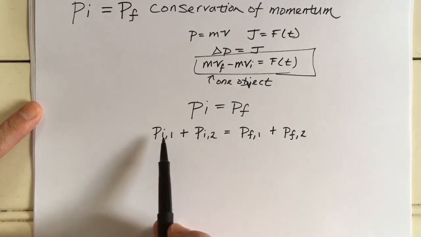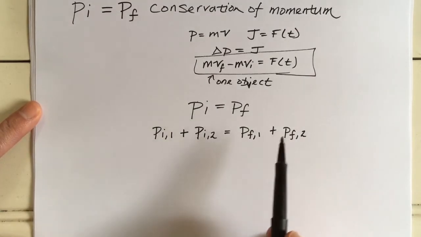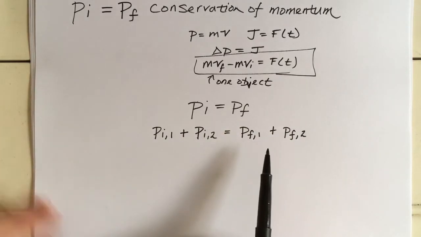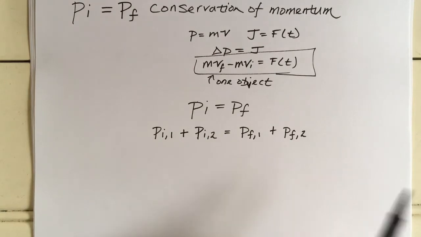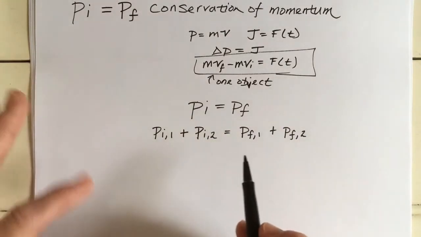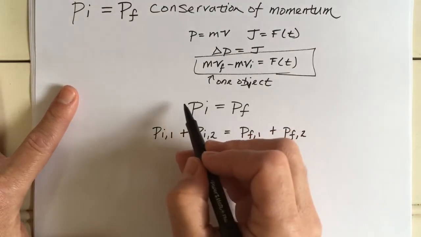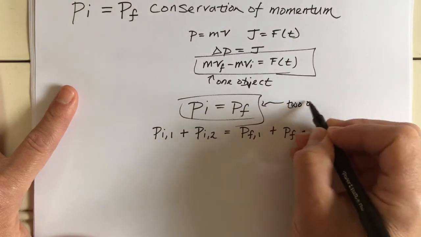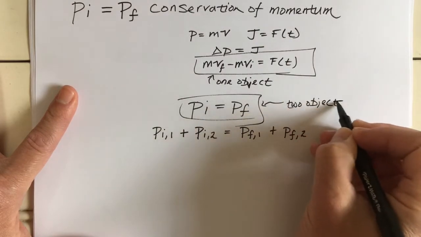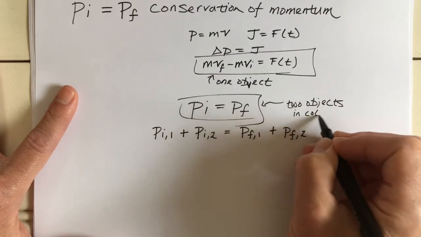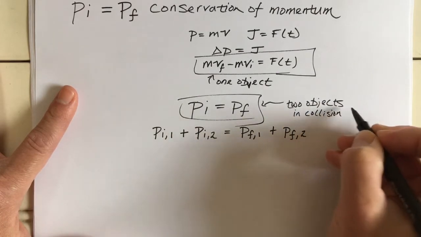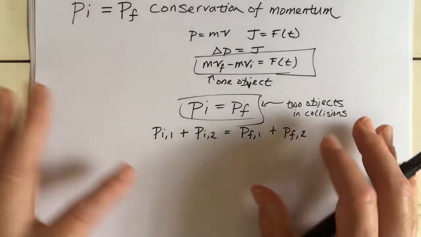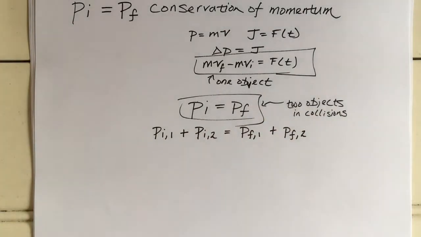And so what we're saying is all of the initial momentum added up should equal all the final momentum added up. And I think it's probably best to see how useful this is with an example problem. We're going to utilize this when there's two objects in collisions, and it could be more than two objects. But we'll start with two objects because that's an easy way to see it.